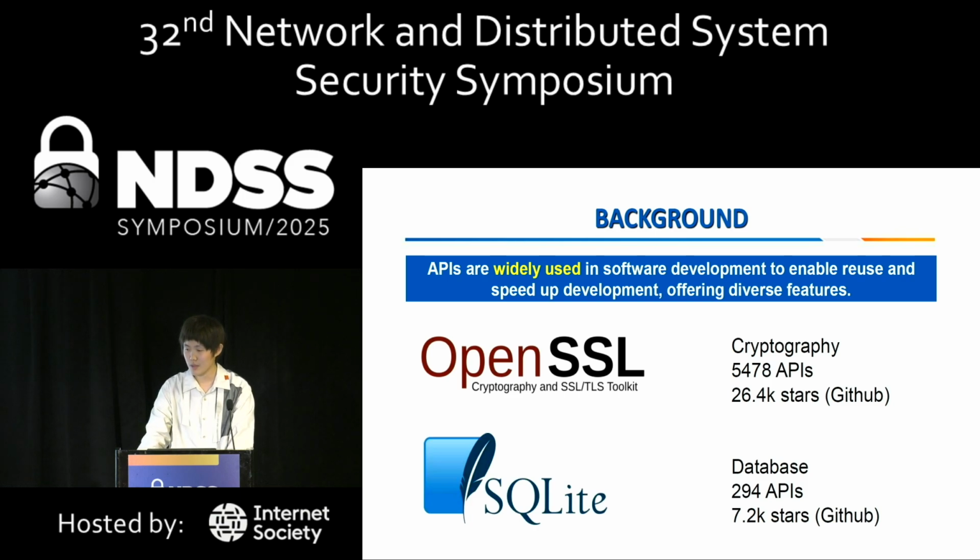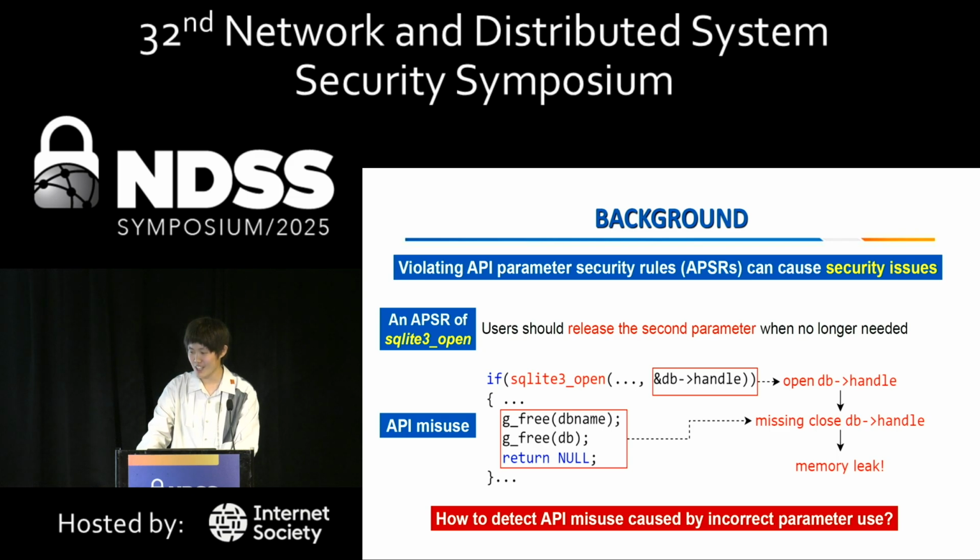As we all know, application programming interfaces are widely used in software development, and APIs can accelerate the development process and offer diverse functionalities. However, developers may not know the implementation details of APIs. They may violate security rules and cause security issues.